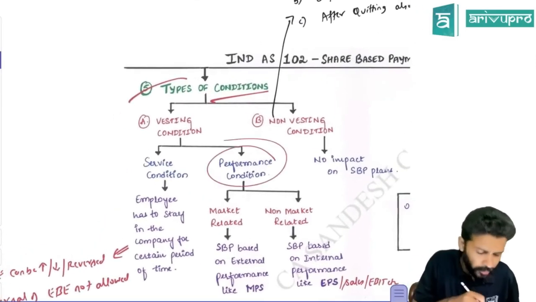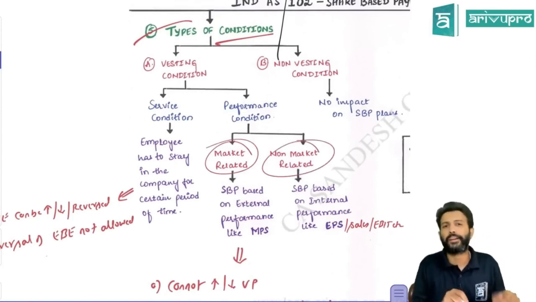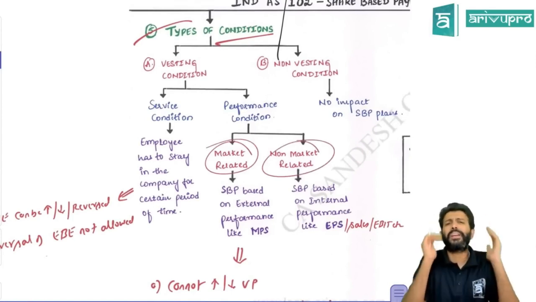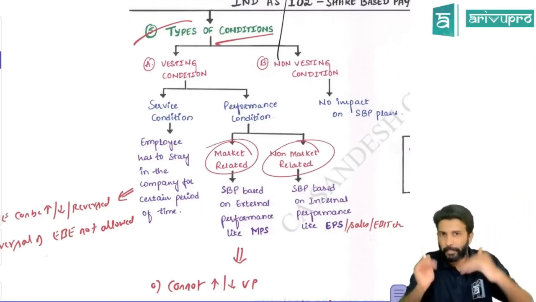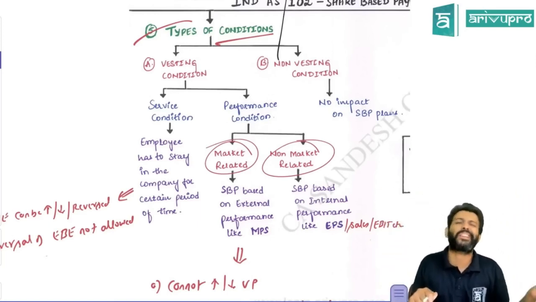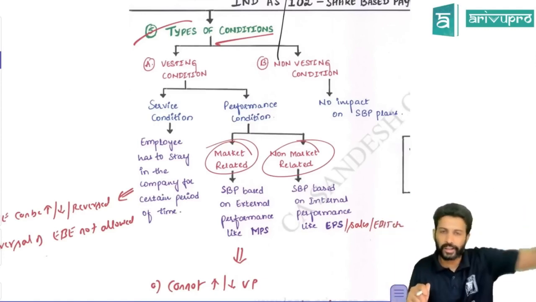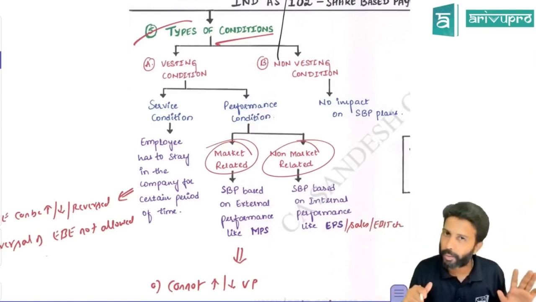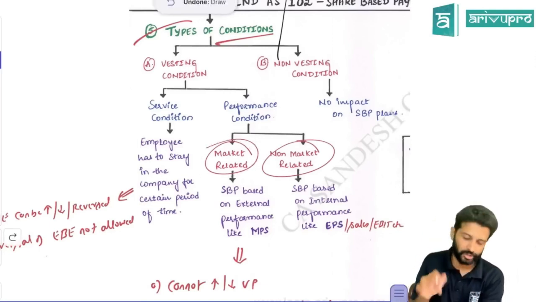Next is performance-based condition. Performance-based conditions could be market related or non-market related. Market related means the company will tell the employees, I will give you the shares provided my market price of the share increases by 50%, or by 30%, like this. So if the share price reaches a certain target, then shares will be given to the employees. Such a condition we call a market related condition.